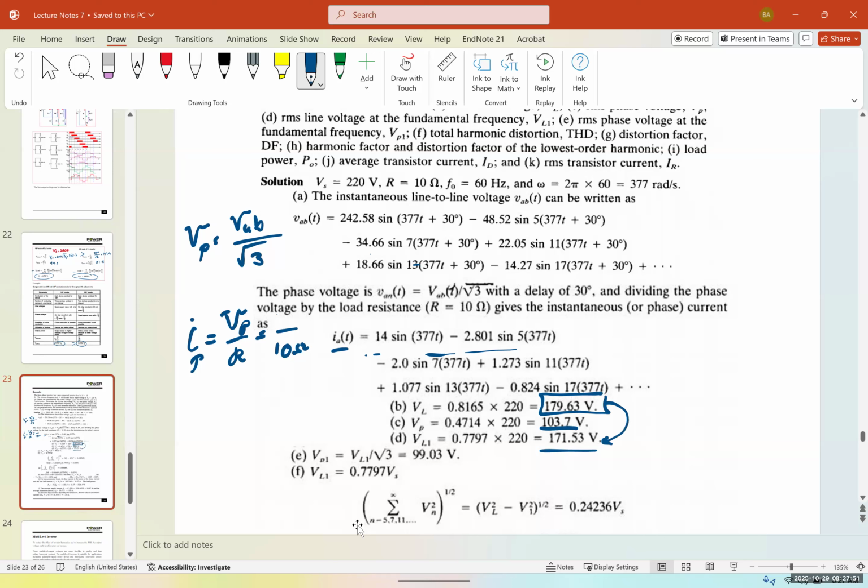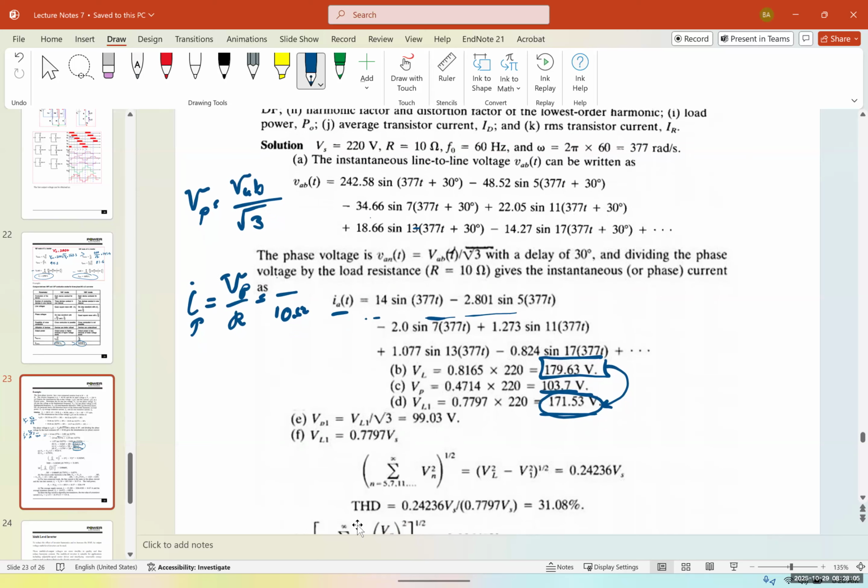There is a difference between the fundamental line voltage and the line voltage, and this is basically the harmonics that are adding to the signal, which are undesirable. And that is actually our total harmonic distortion. So the fundamental phase voltage is going to be the fundamental line voltage divided by square root of 3, because it's a Y connection. It's going to give us 99.03.